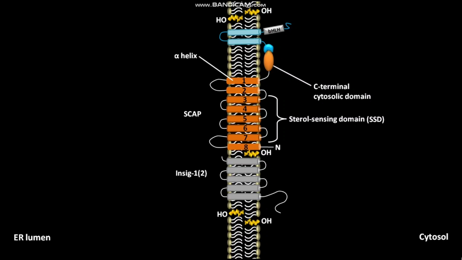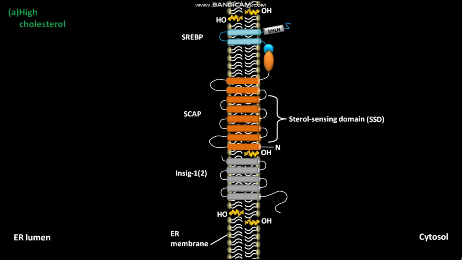Through its C-terminal cytosolic domain, SCAP remains bound to SREBP. Both INSIG-1 or its close homologue INSIG-2 and SCAP are transmembrane proteins. Both are located in the ER membrane. At high cholesterol level, INSIG-1 or its close homologue INSIG-2 binds to the SSD in SCAP.